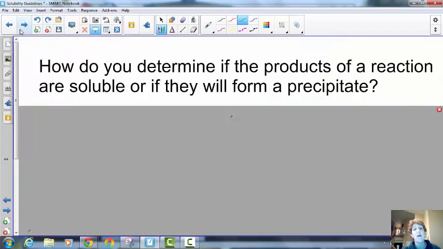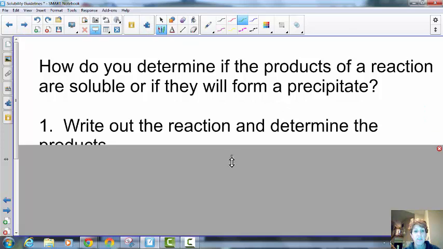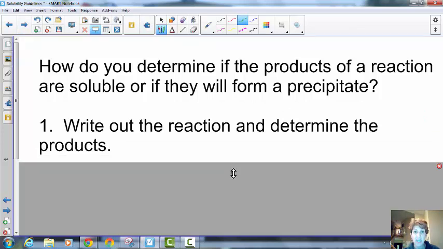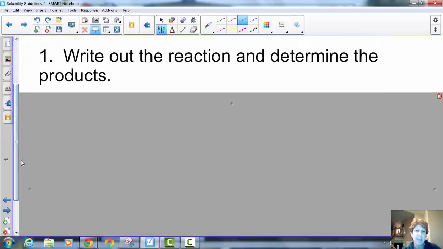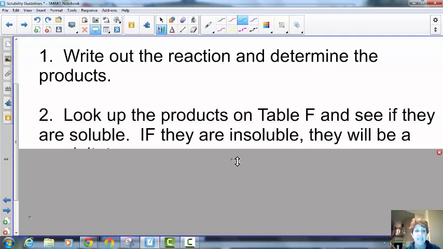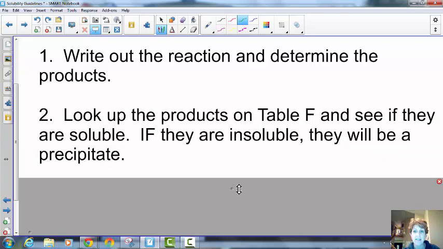All right, next page. So, how do you determine if the products of a reaction are soluble or if they're insoluble and they're going to form a precipitate? So, first thing you have to do is write out your reaction and determine the products. This is going to be a nice review because you'll have to crisscross and you don't really have to balance, but you could always practice balancing if that was a struggle for you. The second thing you do is you want to look up the products on table F and you want to see if they're soluble. If they're insoluble, then they're going to be a precipitate.